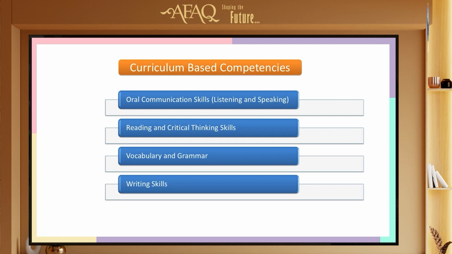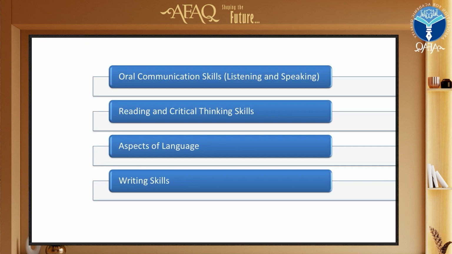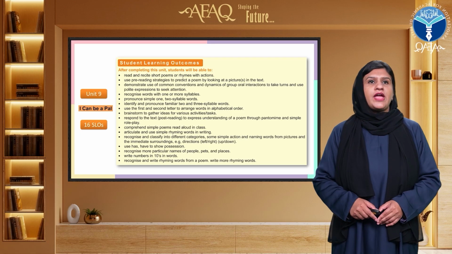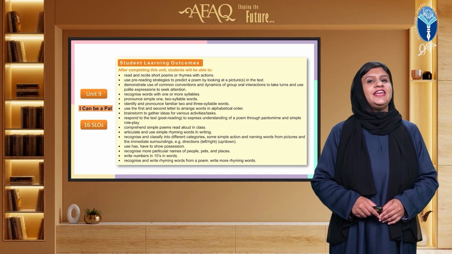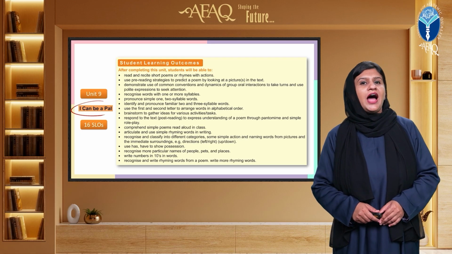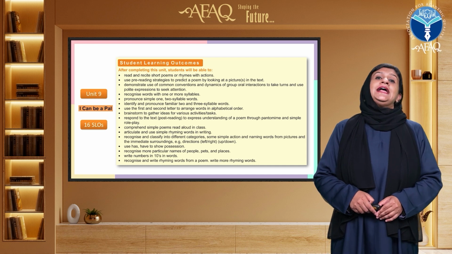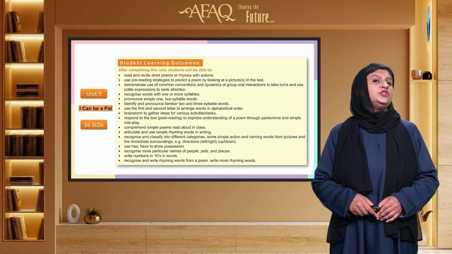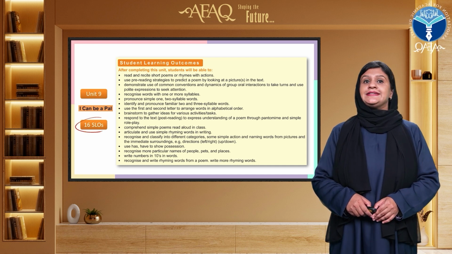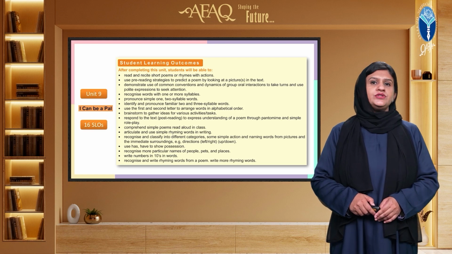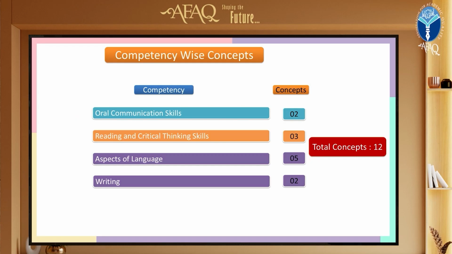The competencies break up with respect to this book as oral communication skills, listening and speaking, reading and critical thinking skills, aspects of language, and writing skills. Here we have Unit 9, and the name of Unit 9 is I Can Be a Pal. It's a poem, and with this poem we are going to relate 16 different SLOs. Let's see the breakup of concepts with respect to each competency.